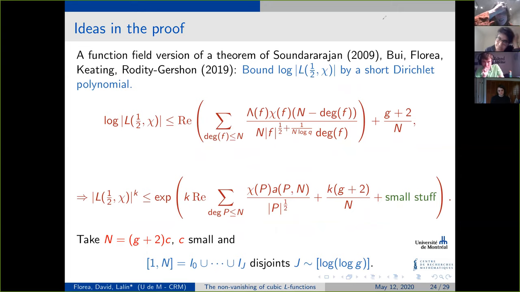And the idea here is that this N is going to be a small multiple of g, well, g plus two technically. The primes are primes of degree up to N, but we are going to split this interval in a certain way, into a number of intervals that is variable and goes to infinity, but the number is log log g. So it goes to infinity, but not very fast compared to what g is.